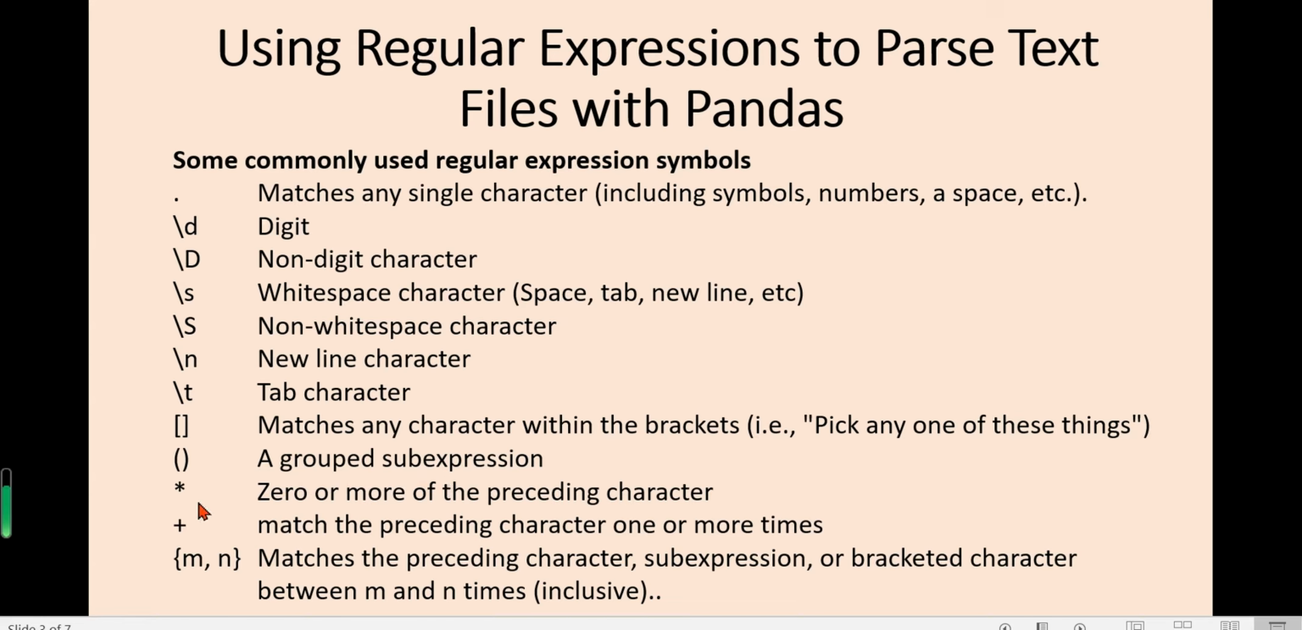The parentheses mean a grouped sub-expression. The star asterisk means zero or more of the preceding character. The plus sign means match the preceding character one or more times. And inside the braces, we write m, n, which matches the preceding character, sub-expression or bracket character between m and n times.